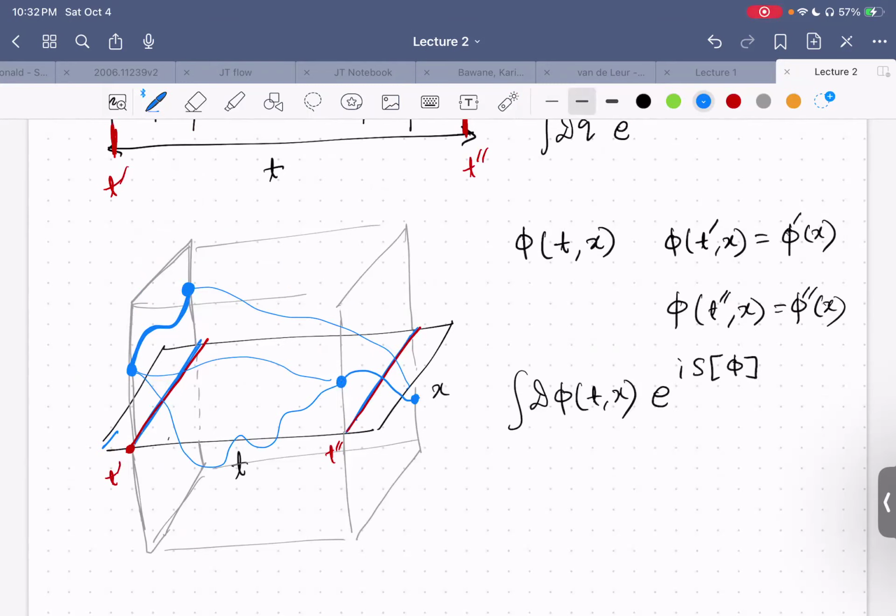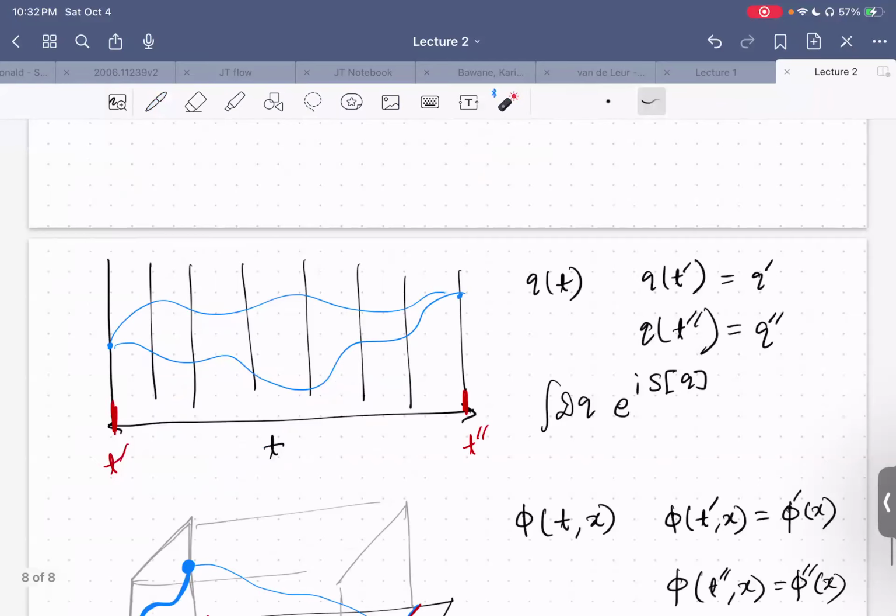Here surface means states. Sorry, can you say that again? I have here surface means states. No, so here, what does this line mean?